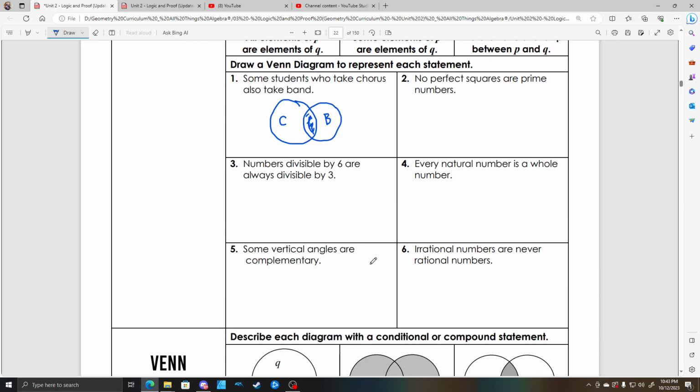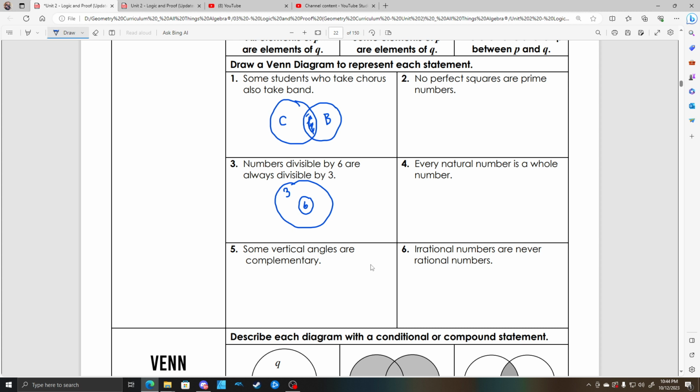Numbers divisible by 6 are always divisible by 3. Now, anytime there's an always, then there's going to be a circle completely inside the other circle because it includes both. It's one of those all squares are rectangles kind of examples. So here I'm going to make a big circle so that I have enough space. And these are numbers divisible by 3. And then it says all numbers divisible by 6 are always divisible by 3. So this is going to be another little circle, and these are going to be all numbers divisible by 6. And you see how that makes sense, right? Every number that's divisible by 6 is also in the bigger circle of numbers divisible by 3.